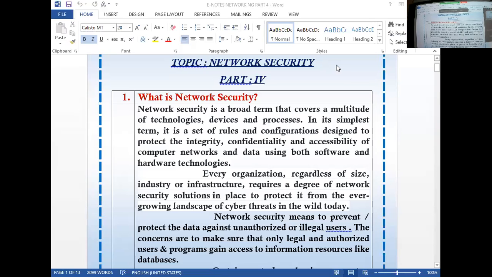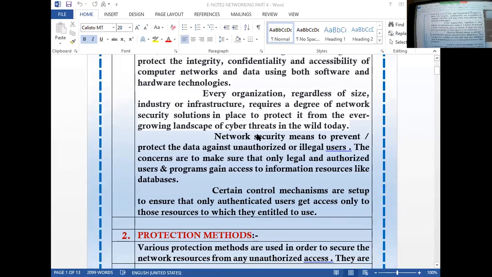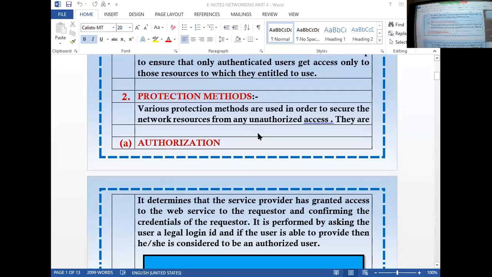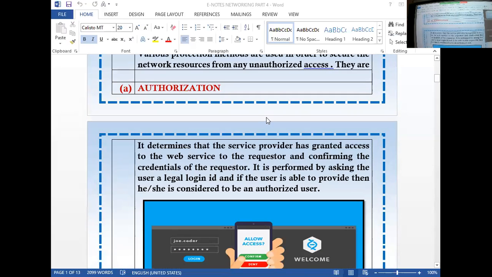We should ensure that only the legal and authorized persons access our data, and they should be able to access only the data to which they are entitled, right? So only authorized persons must be given the privilege to access the information in the network. So what are the techniques, the safety measures that we can adopt in order to prevent the misuse of the data in the network? How can we maintain the network security? So the first technique is authorization.